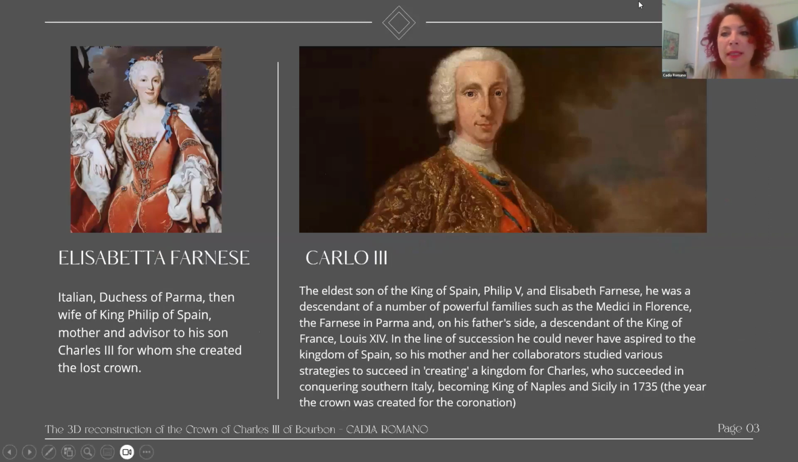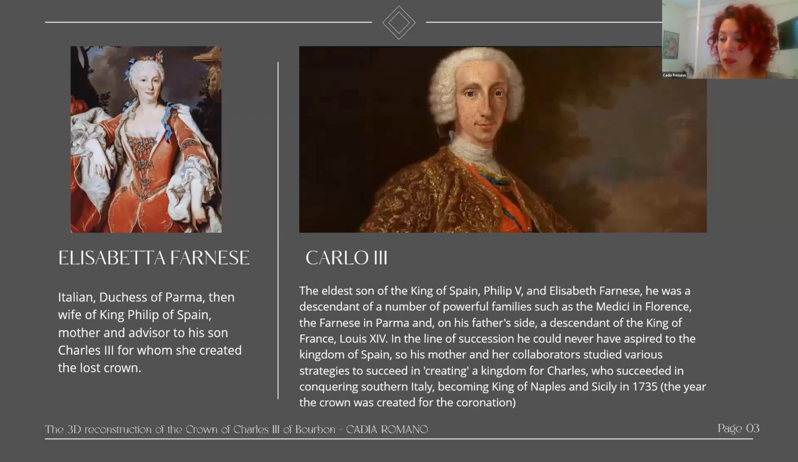For this project, I have to explain some information. The main character of this history was Elisabetta Farnese, a very important woman in the past because she was Italian. She was a Duchess of Parma, and then at 22 or 24 years old, she became the wife of King Philip of Spain, and then the mother of Charles III. Her son, Charles III, was the eldest son of the King of Spain. He was a lucky man because he was a descendant of powerful families like the Medici from Florence, the Farnese like his mother from Parma, and also had descendants from Paris in France with Louis XIV.